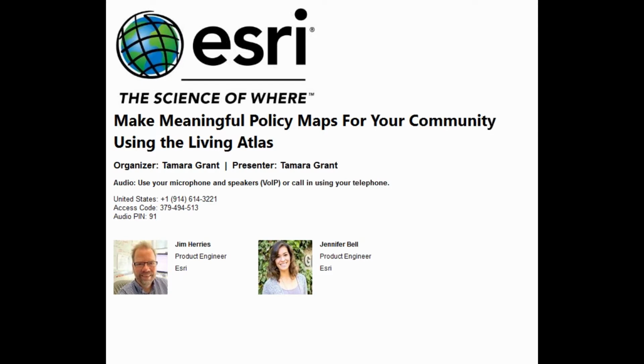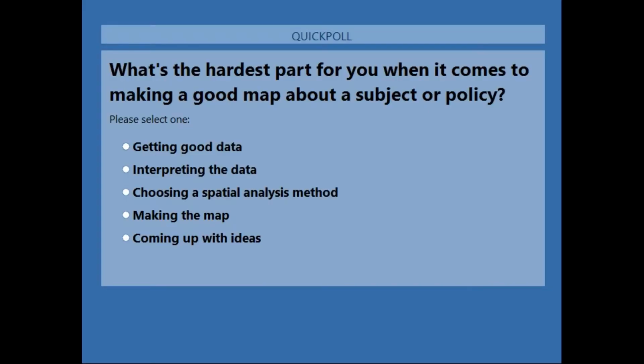To kick things off, please take a minute or two to answer the poll question. In this poll question, we really want to know, what do you consider the hardest part when it comes to making a good map about policy? Is it getting good data, interpreting that data, choosing a spatial analysis method, making the map itself, or simply coming up with ideas? So please let us know your answers through the poll question, and then we'll review the results and get started with the presentation.